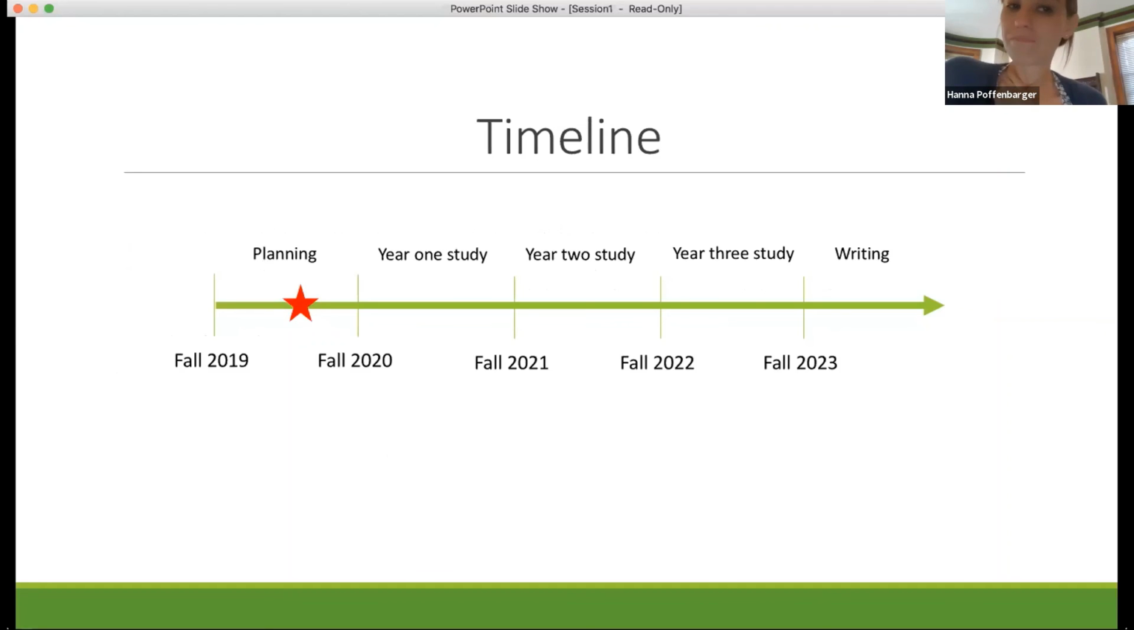So right now we're in the planning stages. We've been having our monthly calls and working out our protocols. We're planning to start our year 1 study this fall. That'll go for a year, and then we'll repeat the study and then repeat it again for those 3 years. And then after that, we'll be working on data analysis and writing.